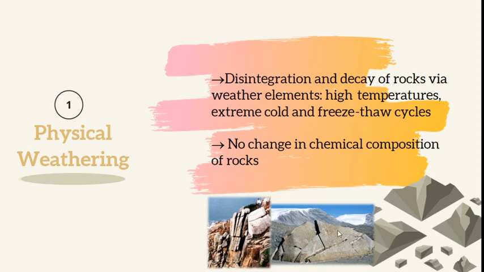As you can see on the presentation, for this example, we have the disintegration of rocks via, it can be high temperatures. Okay? Now, when we say physical, there is no change in chemical composition of rocks or no alteration of the chemical aspect. Only the physical. Hence, the name is physical weathering.